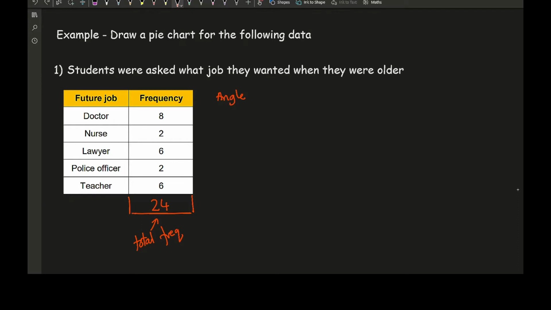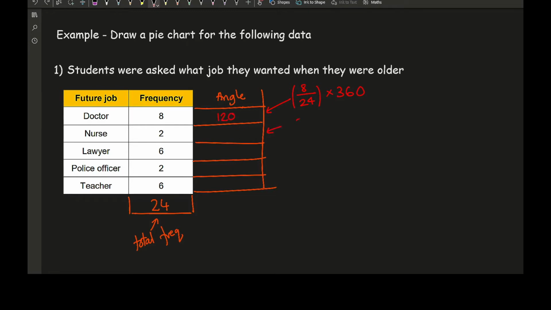Now to work out the angle, excuse the neatness of this particular column, which is not that bad. What I need to do is work out the angle for each of these. So for the doctor, it's going to be the frequency, which is 8, divided by 24. I'm going to put that in brackets and multiply that by 360. So if I enter that on my calculator, I get an answer of 120.